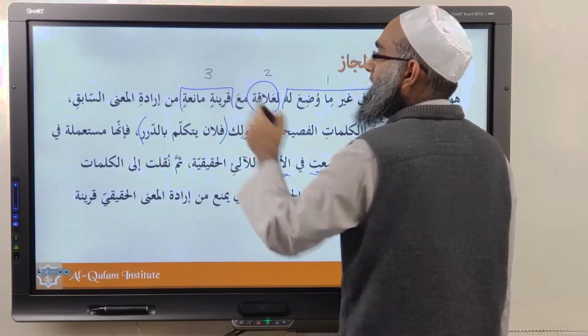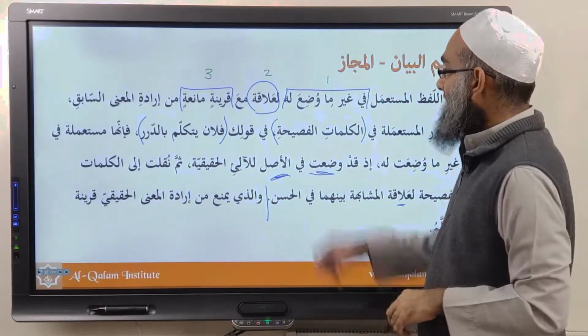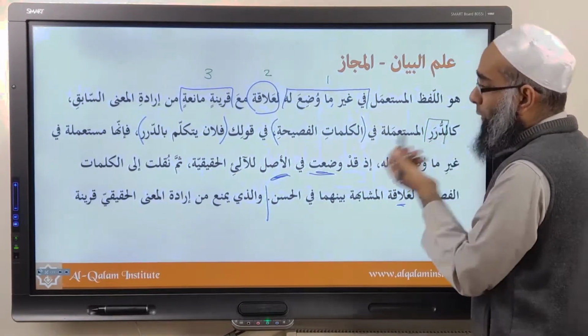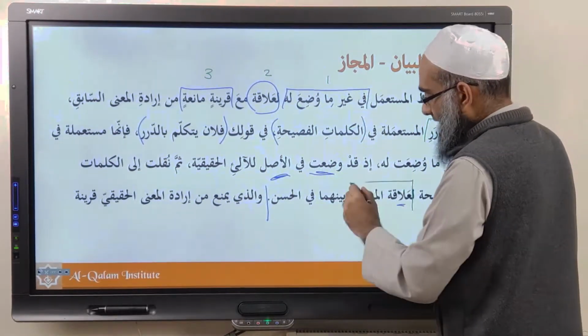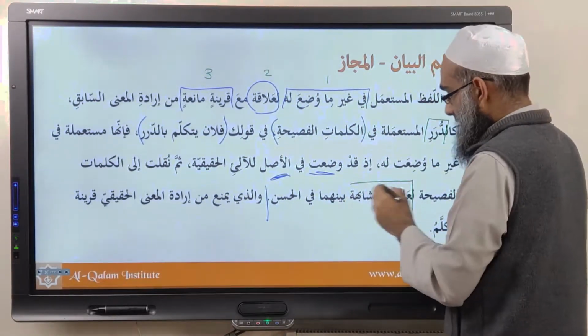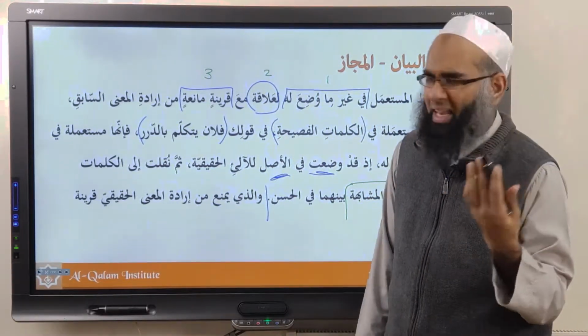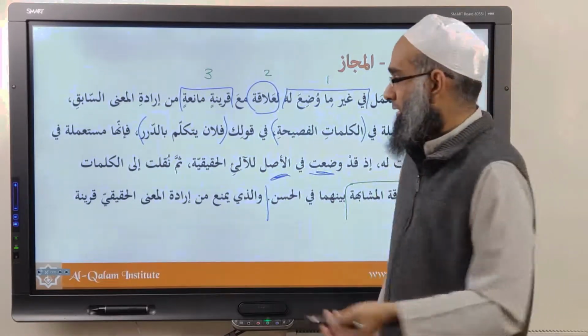Now we also have, so if you have here 3 elements, غير ما وضع له, علاقة, and number 3 is قرينة مانعة. So in here is an example. غير ما وضع له is durar. What's the علاقة? علاقة is مشابهة. And what's the مانع? What's stopping us from taking the literal meaning?